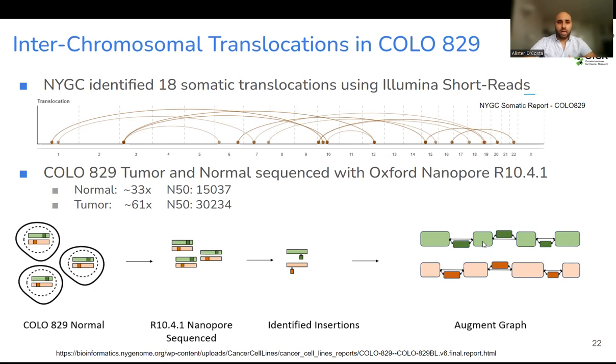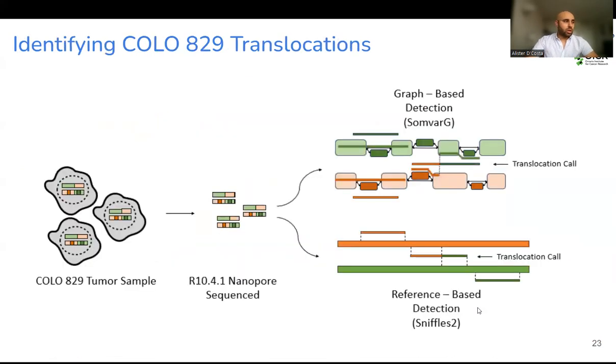We then took the normal sample, identified insertions in it, and generated an augmented graph from this single normal set of insertions that almost acts as a pseudo-personalized reference for this sample. We then took the tumor sample's reads and again aligned them to this augmented graph, to the HPRC graph, and to the linear reference using minigraph and minimap2, respectively, calling translocations with SOMVARG and Sniffles2.